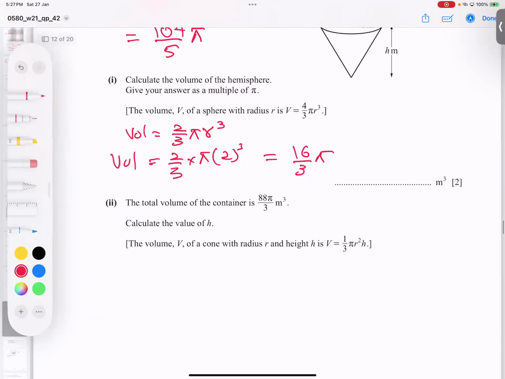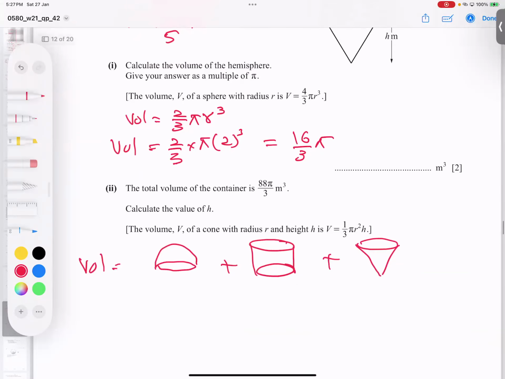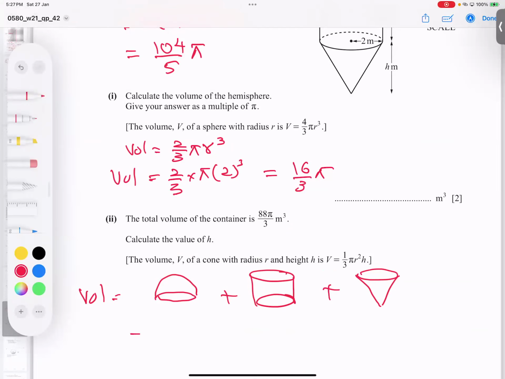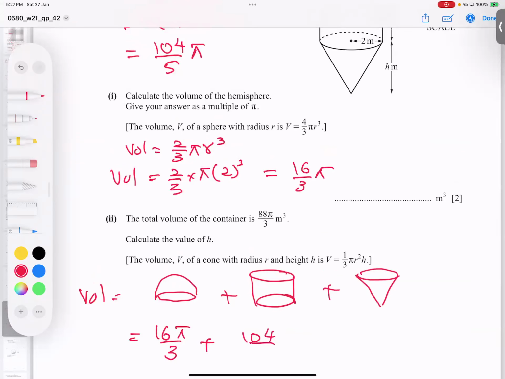So look here. We have 3 things, students. The volume of the whole shape: number 1, hemisphere; number 2, cylinder; number 3, cone. Okay. We just got 16/3 pi for the hemisphere, and I'm writing it here as 16 pi/3. Cylinder, I just got 104/5 pi. Okay, the total volume of the object is given as 88 pi/3.